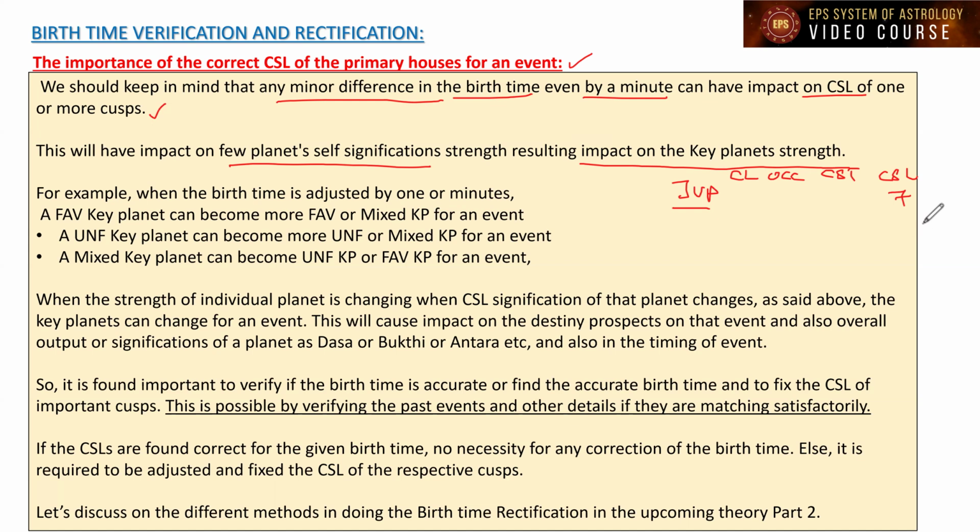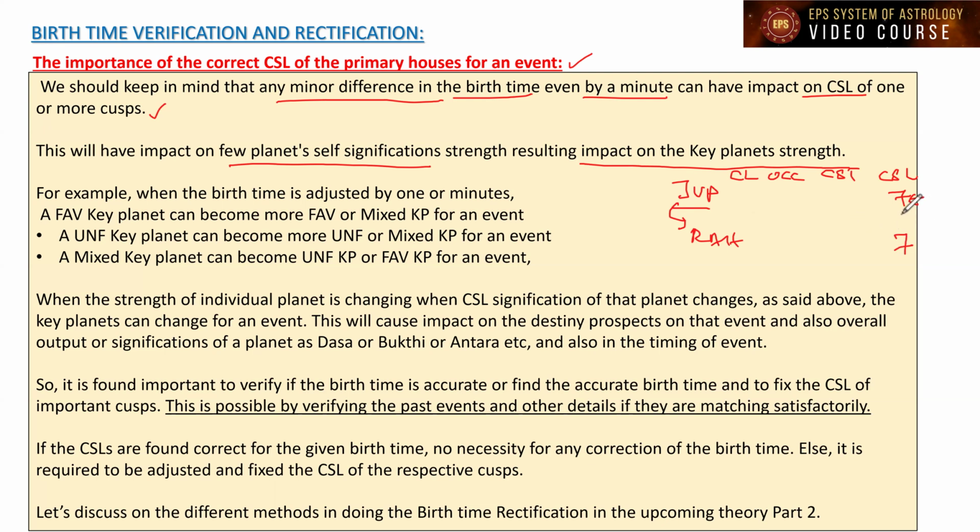Suppose Jupiter is the seventh cuspal sublord for the given time, for example, 6:10 a.m. Suppose the real birth time is not 6:10 a.m., it is 6:09 a.m., one or two minutes earlier, when the child was born. Jupiter may lose its seventh cuspal sublord position. Instead, the previous subdivision, Rahu, will take the seventh cuspal sublord.